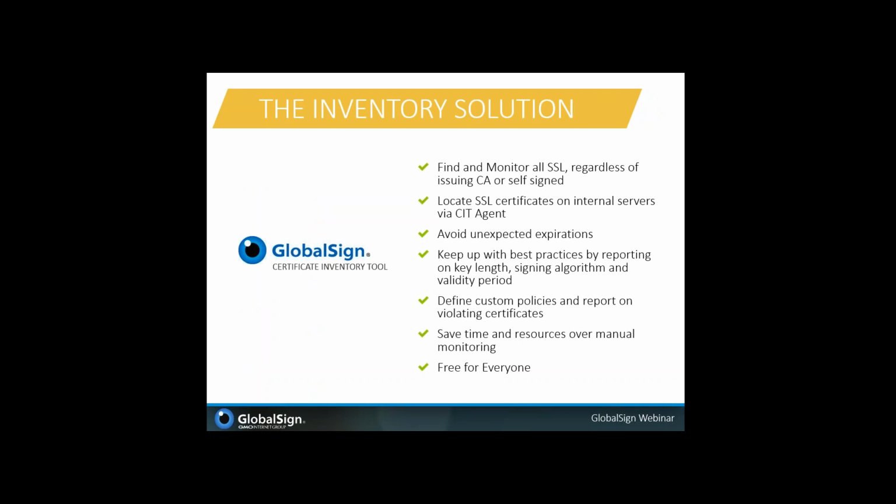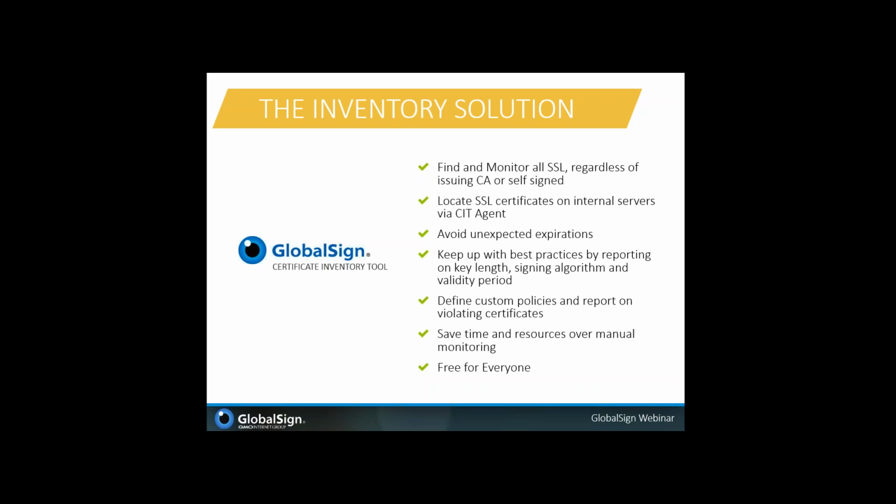So, welcome to the Certificate Inventory Tool, or CIT. This is a tool that GlobalSign has that will help you find and monitor and manage all your SSL certificates, regardless of the issuing CA or even if they're self-signed. It will locate the SSL certificates on internal servers via installation of a CIT agent. So it will essentially report and collect information both on your intranet and on your external websites, so you have a consolidated view of your certificates across your infrastructure as well as regardless of the CA or self-signed certificates.